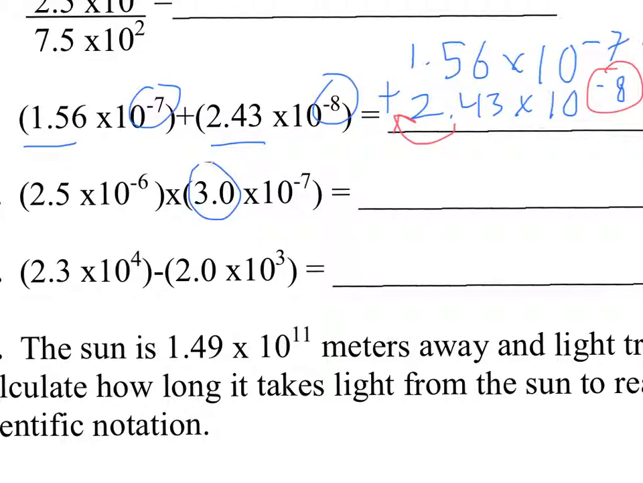Again, in this case, since it's multiplication, we can operate just on the mantissa. 2.5 times 3 is just 7.5. In multiplication, we add the powers. So we end up with 7.5 times 10 to the 7 plus 6, or minus 7 plus minus 6, is minus 13.